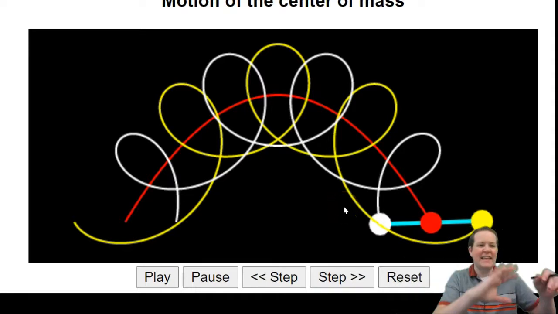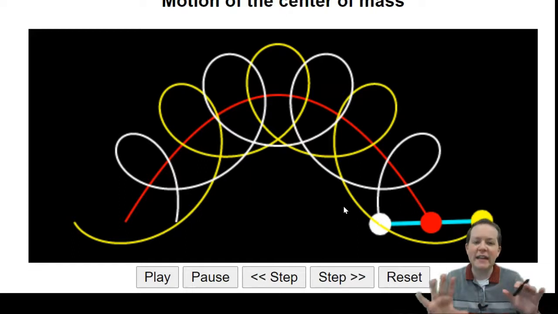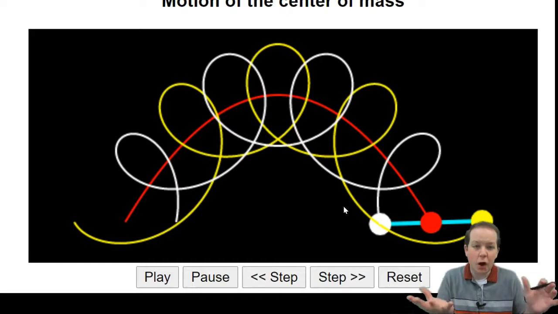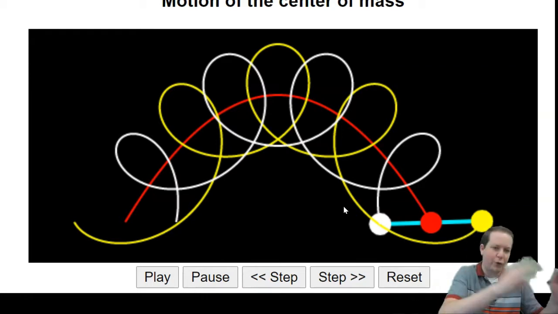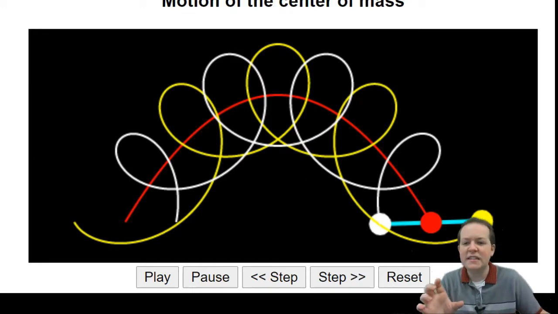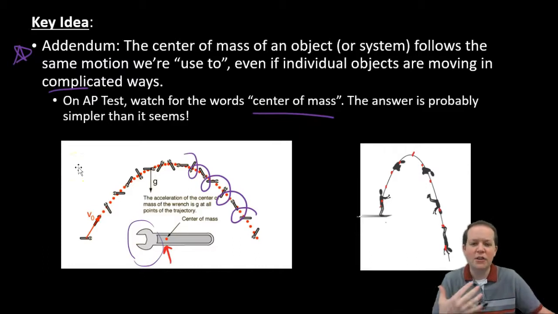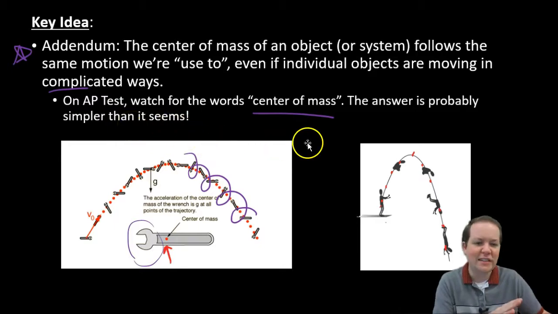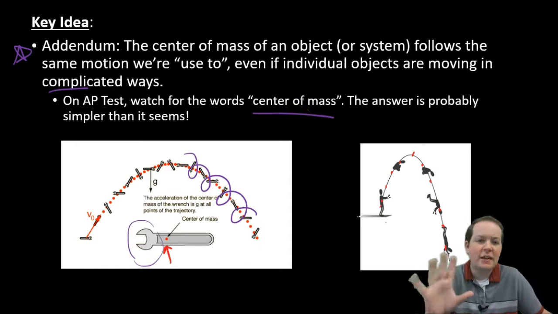Yeah, the white one and the yellow one might have more complicated motion, but the center of mass follows all that same physics. So sometimes College Board and sometimes your teacher might give you some object that's really complicated with springs and different pieces. It's not all uniform. But if you see the words center of mass in the question, it's almost like you could take a deep breath and be like, they're trying to make things more confusing than they are. It's asking about center of mass. So just go back to the basic equations, the basic physics that you're already used to.